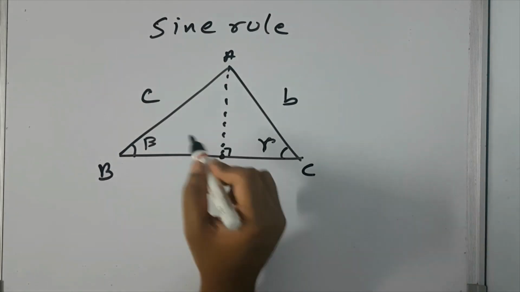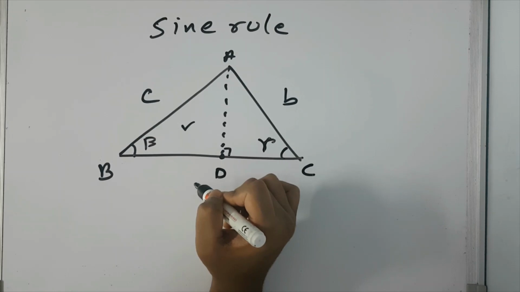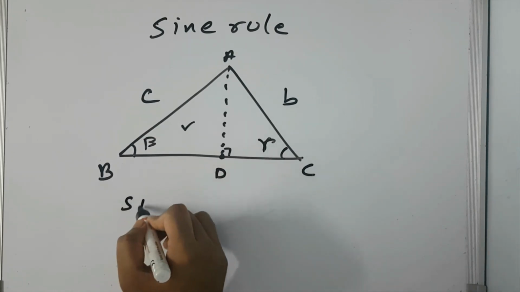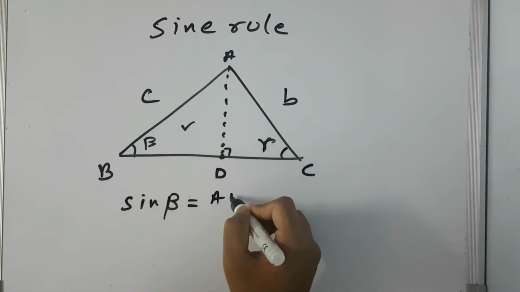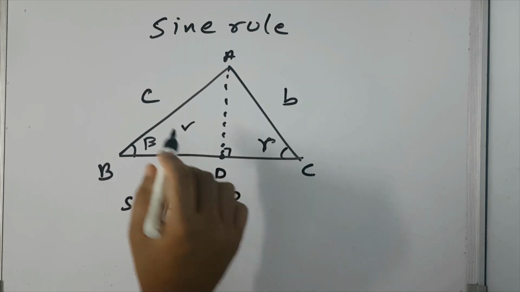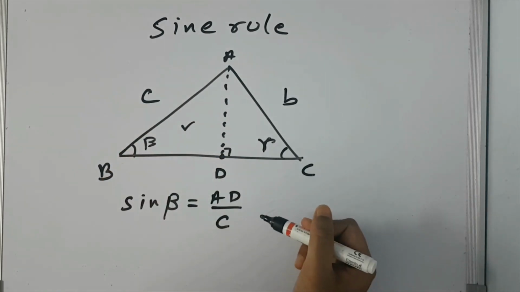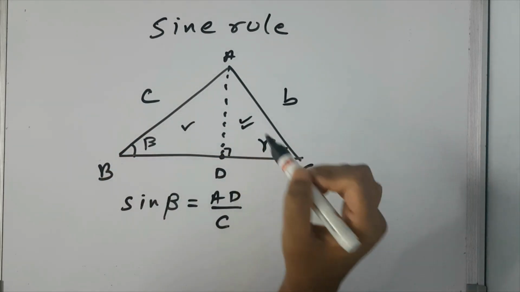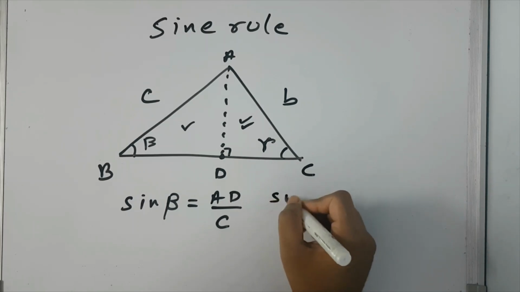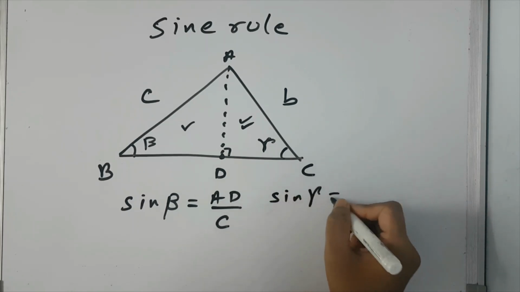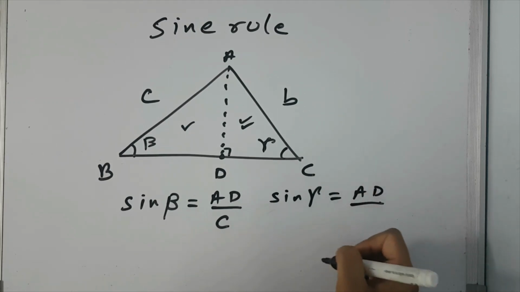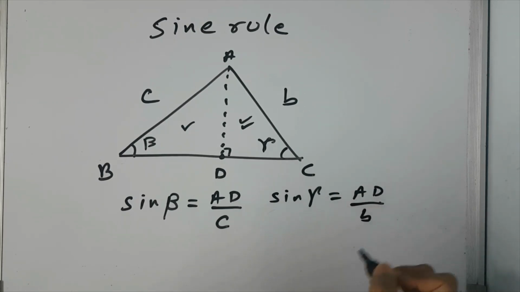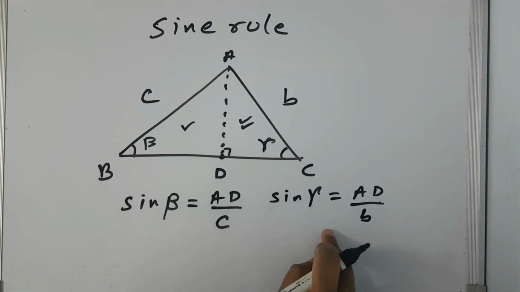Now if you look at this triangle, what is sine of beta? Sine of beta is AD by C. And from this triangle, you could say sine of gamma is equal to AD by B.